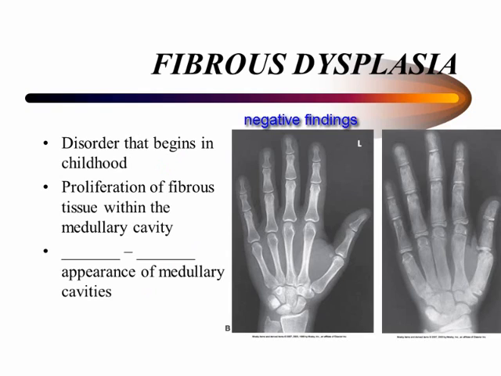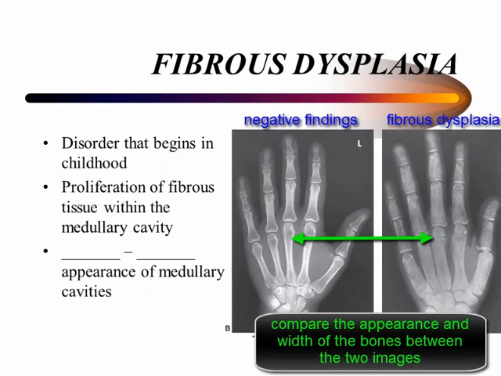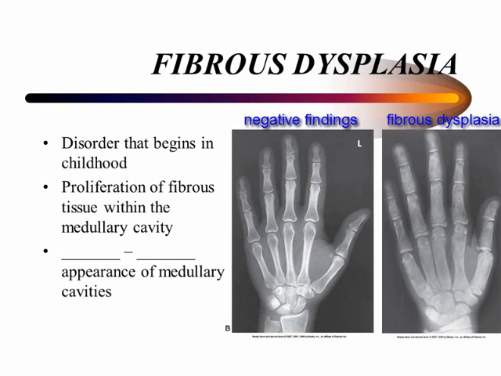Fibrous dysplasia, a disorder that usually begins during childhood, is characterized by the proliferation of fibrous tissue within the medullary cavity. This proliferation causes loss of trabecular markings and widening of the bone. Fibrous replacement of the medullary cavity typically produces a well-defined radiolucent area, which may vary from completely radiolucent to a homogeneous ground glass density, depending upon the amount of fibrous or osseous tissue deposited in the medullary cavity.